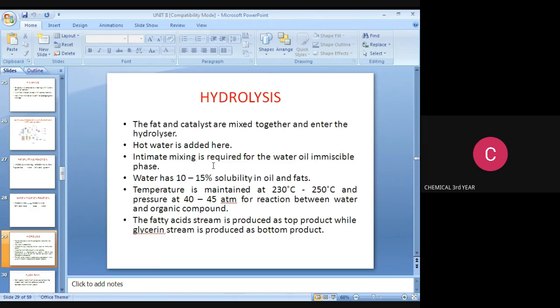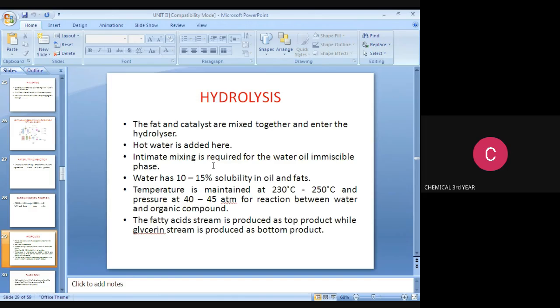This is important, underline it, it may be asked in GATE exams. What is the range of solubility of water in oil and fats? Sometimes this type of question may be asked, so you can write 10 to 15% solubility in oil and fats for water. Temperature is maintained at 230 to 250 degrees Celsius and pressure at 40 to 45 atmospheres for the reaction between water and organic component. The fatty acid stream is produced as a top product while the glycerin stream is produced as a bottom product.